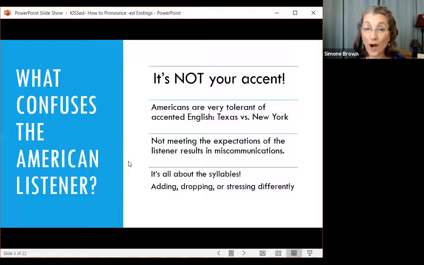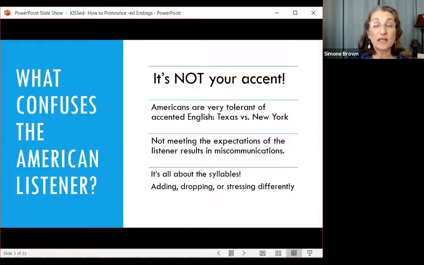So why is it a problem with the ED endings? Well, the problem is a lot of English language learners tend to fully pronounce that ED ending. So they're pronouncing it as a separate syllable every time. But in fact, we only really add that extra syllable just a few times, which I'll get into in a minute. Most of the time, it's all combined with the letters before.